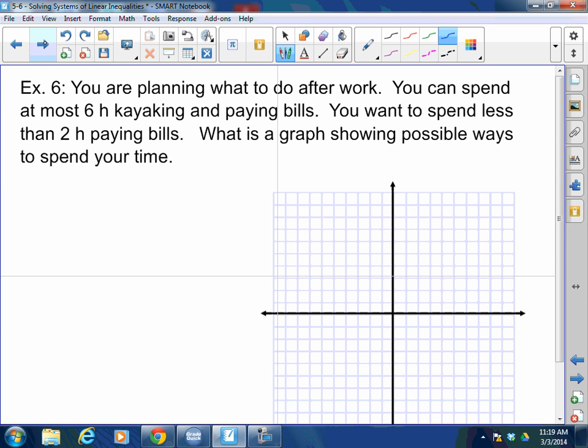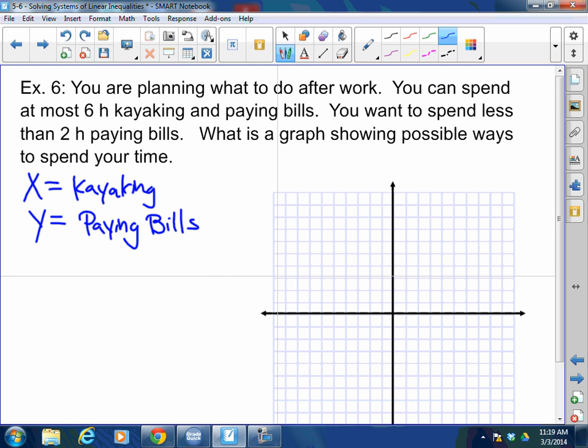You're planning what to do after work. You can spend at most 6 hours kayaking and paying bills. You want to spend less than 2 hours paying bills. What is a graph showing possible ways to spend your time? What are my 2 variables here? Who do you want to call what? X we'll call kayaking. And then Y is paying bills. Boo. But you got to do it.